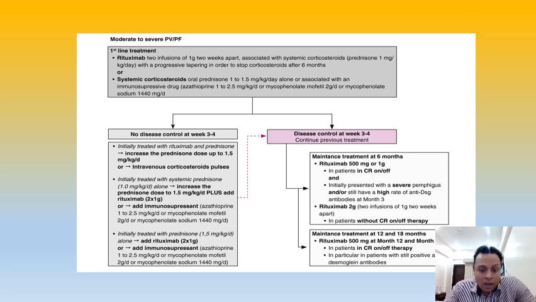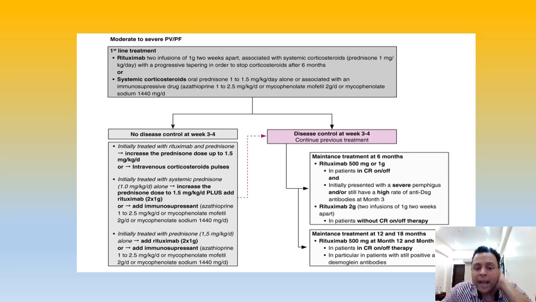So initially treated with systemic prednisolone, increase the prednisolone dose to 1.5 milligram per kg or add rituximab. Either you add rituximab or you add some other drug like azathioprine or MMF, depending upon how you treated the patient initially. If you have treated the patient initially with only steroid, you can add either rituximab, azathioprine or MMF. Or if you have already treated with prednisolone, you can add rituximab, or any other immunosuppressive.